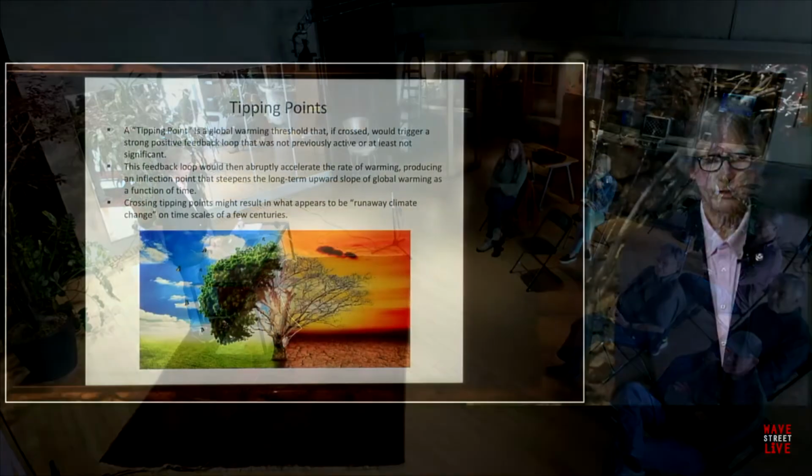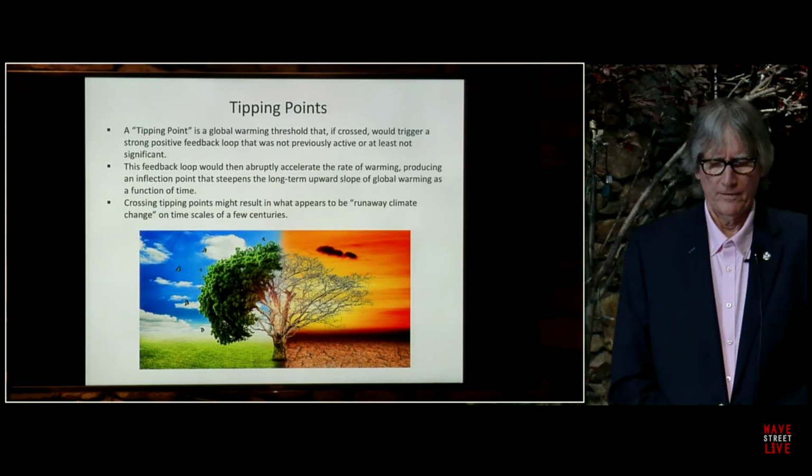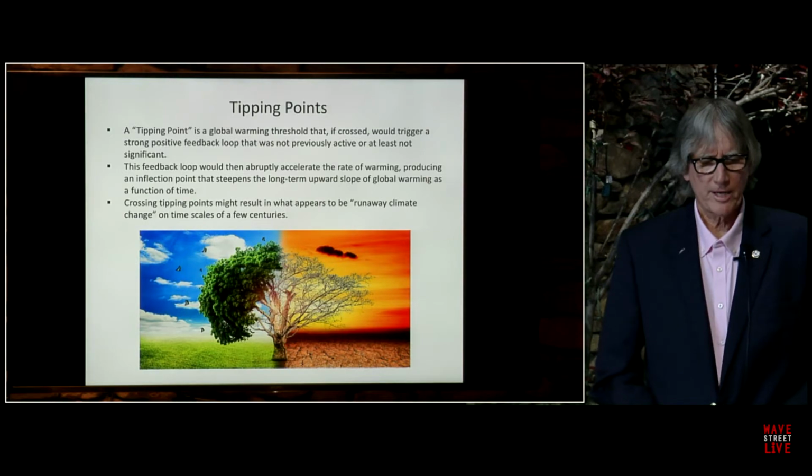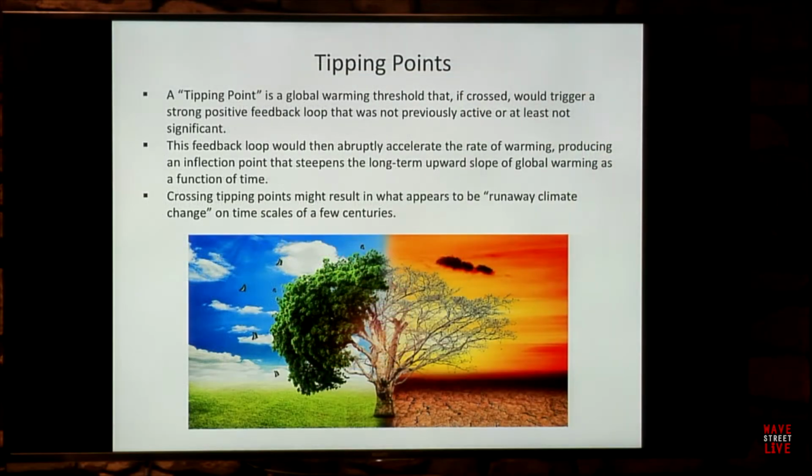You've probably heard the term tipping point. A tipping point is the global warming threshold that, if crossed, would trigger a strong positive feedback loop that was not previously active, or at least not significant. And this feedback loop would then abruptly accelerate the rate of warming, producing an inflection point that steepens the long-term upward trend of global warming as a function of time. So crossing tipping points might result in what appears to be runaway climate change on timescales of a few centuries.